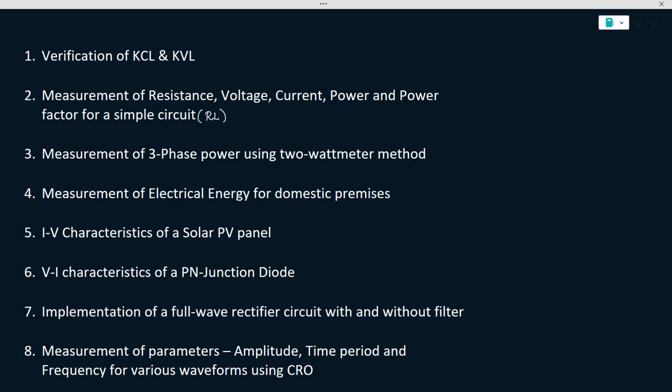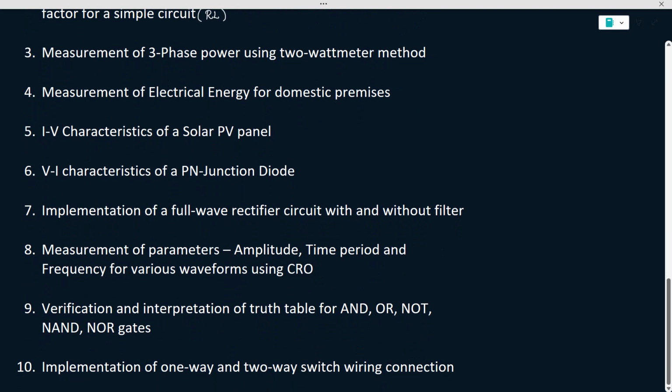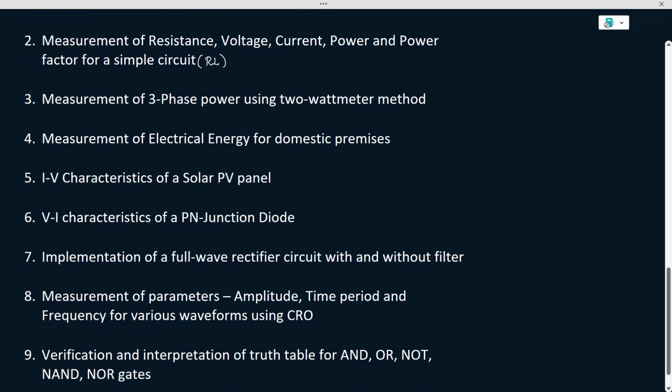Measurement of electrical energy using a domestic energy meter, also called an energy meter. And solar PV IV characteristics, PN diode IV characteristics, and full wave rectifier with and without filters. Measurement of parameters like amplitude, time period, frequency using CRO. Verification of logic gates and implementation of one-way, two-way switch wiring connection. So here I am considering only 10 examples.